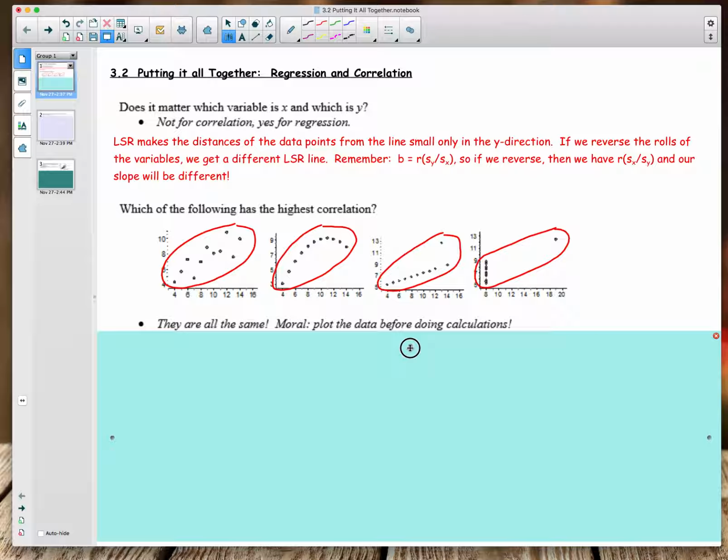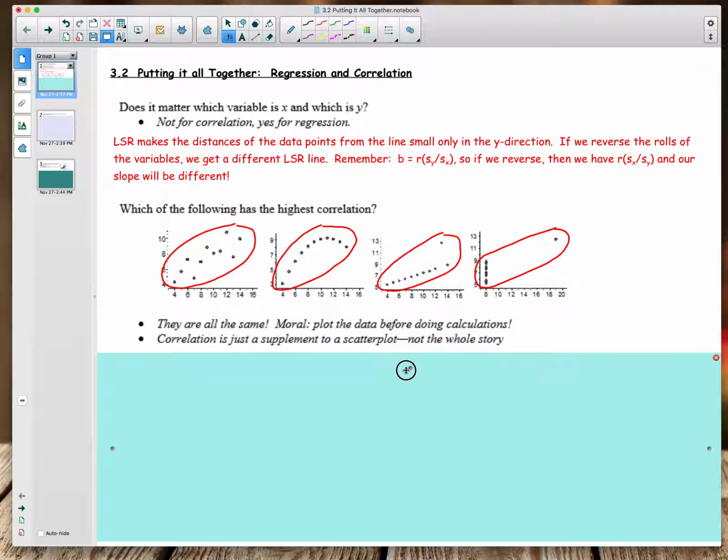So plot your data before doing your calculations. Correlation is just a supplement to a scatter plot. It's not the whole story. Even though these graphs look very different, the r value is actually the same for all of them, as well as your least squares regression line.